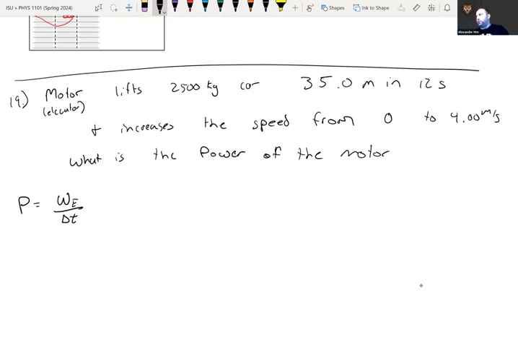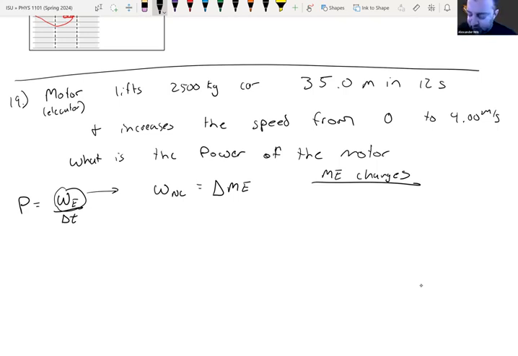Now, when you see this work done by the engine, one of the things you might realize is that oftentimes this is going to be some non-conservative work, which means it's going to be equal to the change in mechanical energy. Okay. Now, it's worth knowing what kind of mechanical energy changes in this elevator. And you can just list this qualitatively.